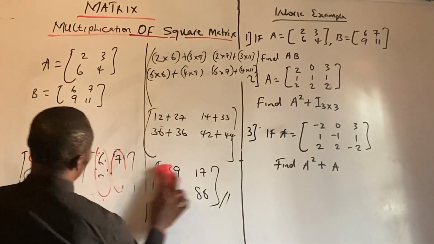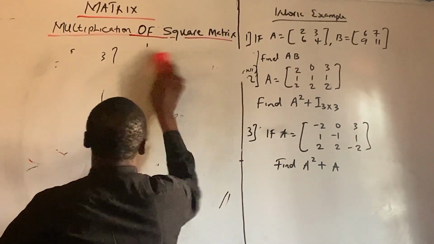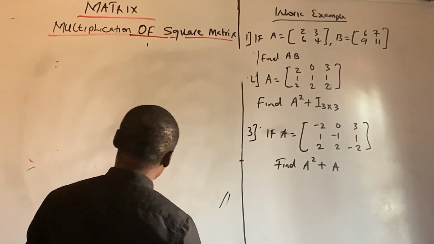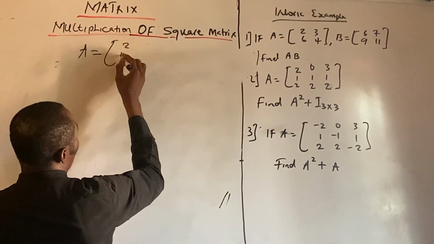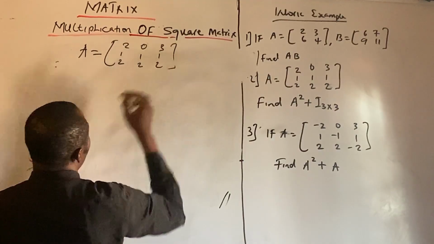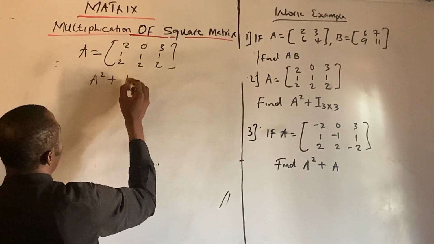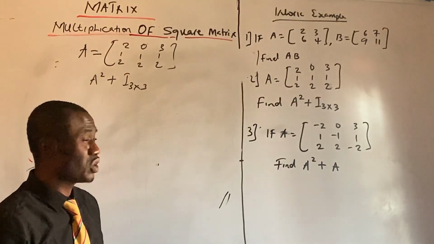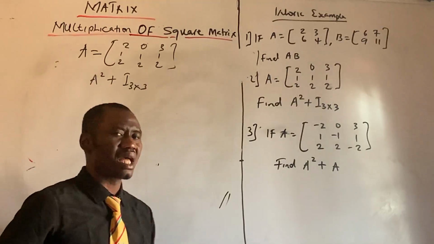The next one, looking at the board, let me make a space for myself. In the next question, we're going to pay much attention to those figures because we are given that A is equal to those entries there: 2, 1, 2, 0, 1, 2, 3, 1, 2. Now, we want to compute A raised to the power of 3 plus the 3 by 3 identity matrix. I hope you know what a 3 by 3 identity matrix is. If you don't know, check the description again. We'll link the video on the introduction to matrices, where we show the identity matrix and what it looks like.